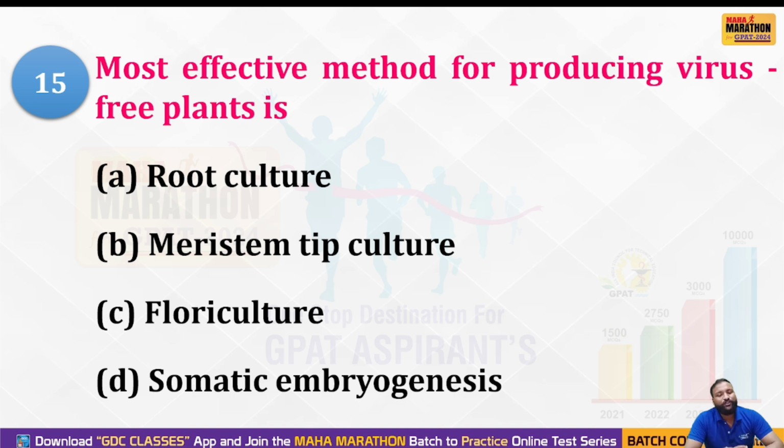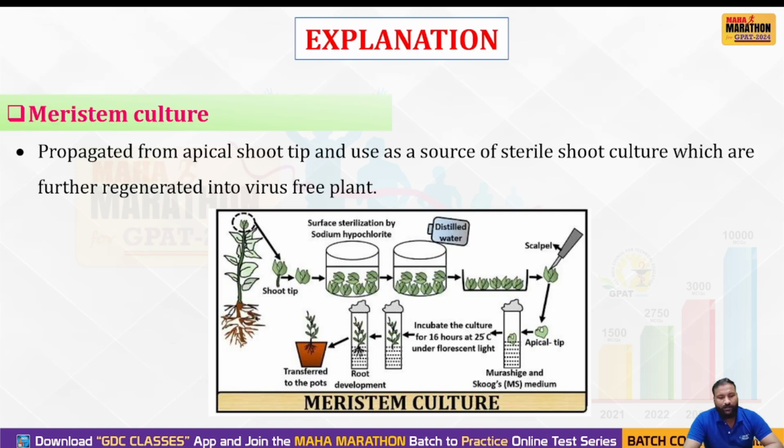Next, the most effective method for producing virus-free plants is root culture, meristem culture, floriculture, or somatic embryogenesis. In the plant tissue culture technique, it is an important thing. Tell me which one is the right option, my dear students. Obviously, the meristem tip culture is able to produce virus-free plants. So, the meristem culture technique.